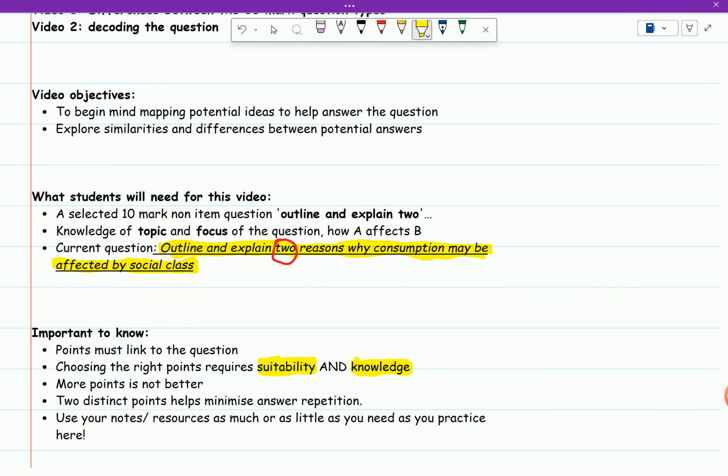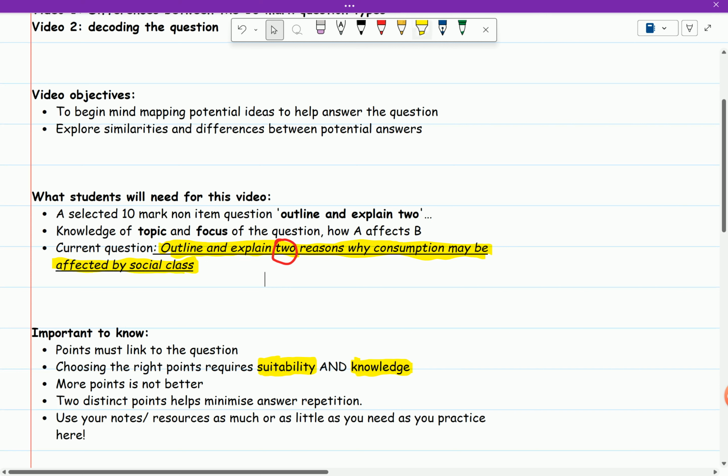And then the point here, 2 distinct points helps minimize answer repetition. So I talked about this a couple of minutes ago. If you have 2 very similar points, it's very easy for them to bleed into each other and just become one big point in 2 separate paragraphs. That's not what you're being marked on. You need to have 2 separate points. And if you're able to pick 2 points that are very different, then that's going to help minimize that potential risk.